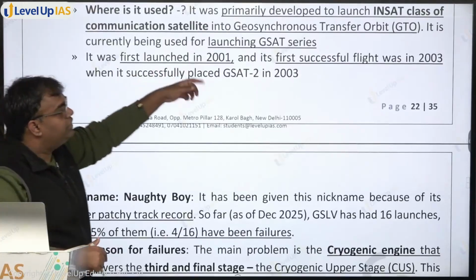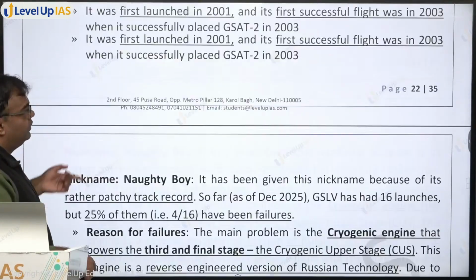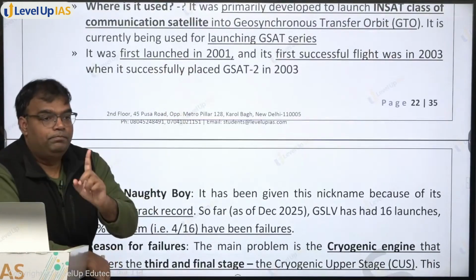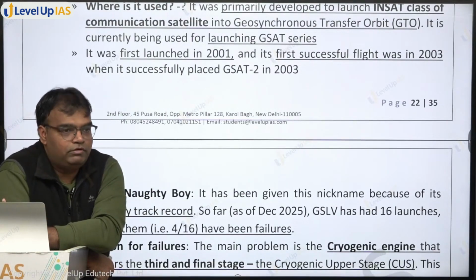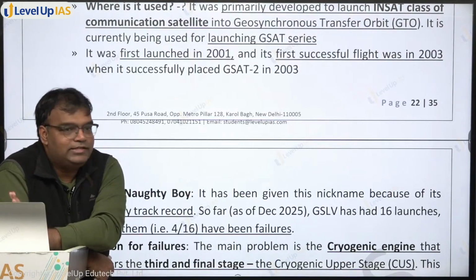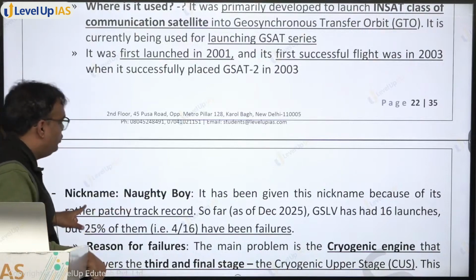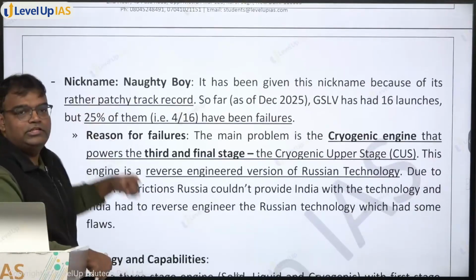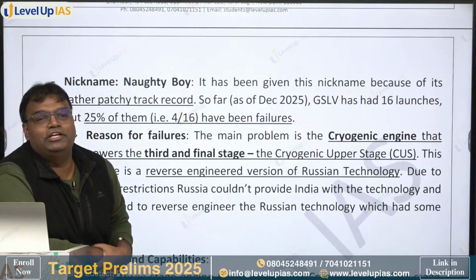Now, it was first launched in 2001 and first successful flight was in 2003. ठीक है. PSLV हमने 1990s में डेवलप किया था, GSLV हमने 2000 में डेवलप किया. First launch in 2001 failed like PSLV. Second launch in 2003, that was a successful launch. But still GSLV is called a naughty boy. GSLV को निकनेम दिया गया है naughty boy का. Why? Because it's not very reliable.